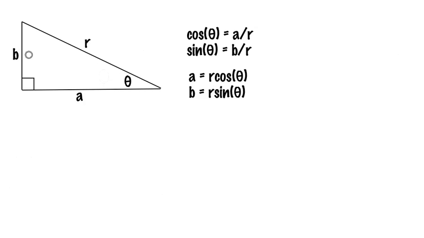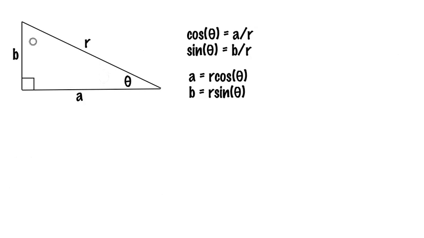The sine of theta, that's the length of the opposite side, once again divided by the hypotenuse's length. So the sine of theta is B divided by R. And of course, we can get to here just by one step of algebra. Multiply each side by R.